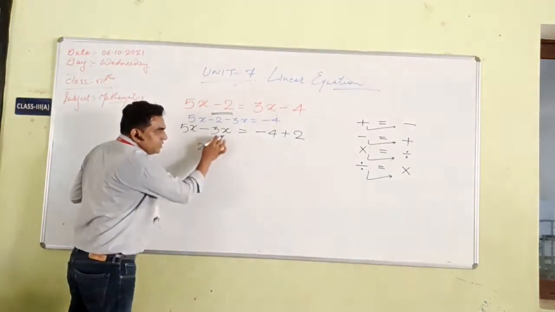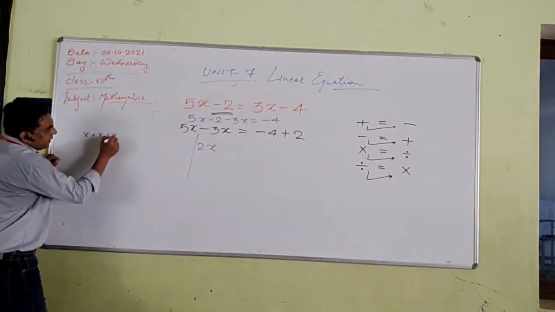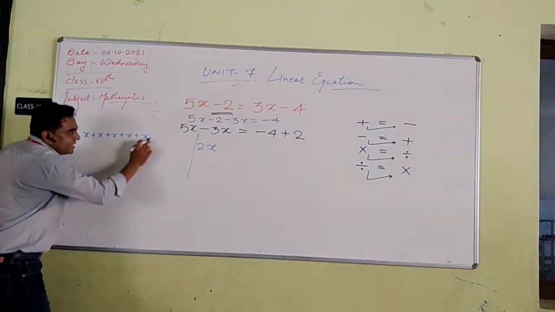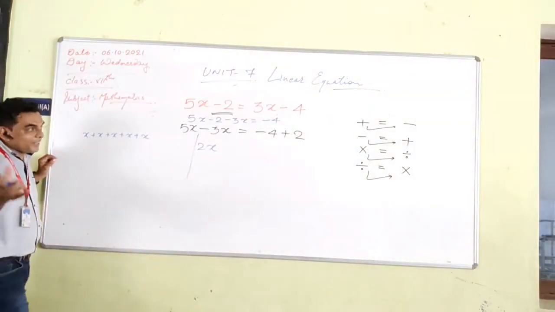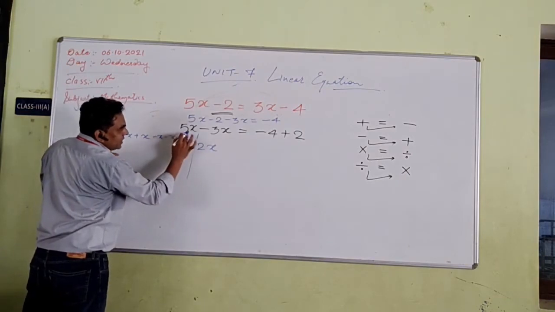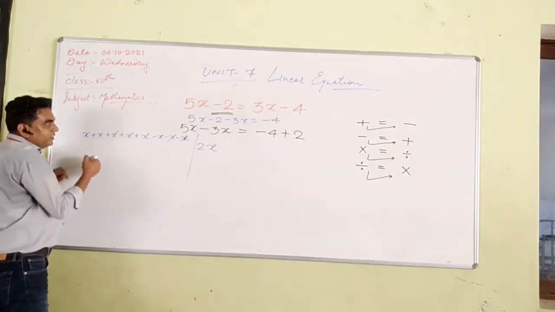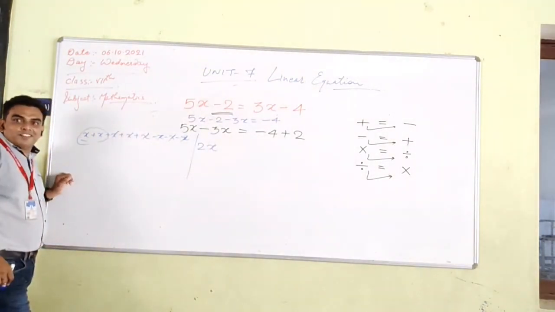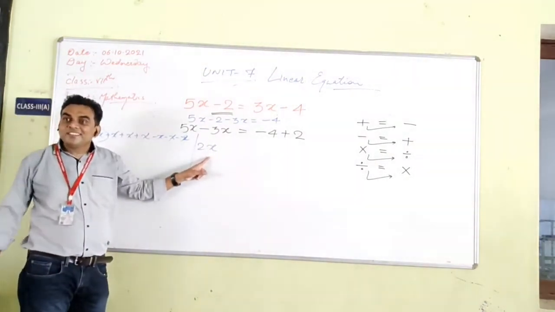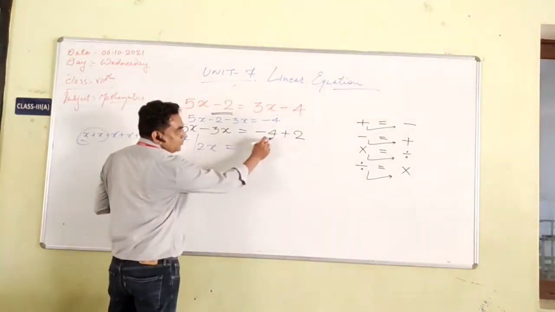x is continued. Otherwise, I am going to tell you x plus x plus x plus x plus x. How many times x? 5 times. And minus x minus x minus x. How many times? 3 times. You can just cut that. 3, 3. What is left? It is also 2x. Understood? Then after, here, minus 4 plus 2.